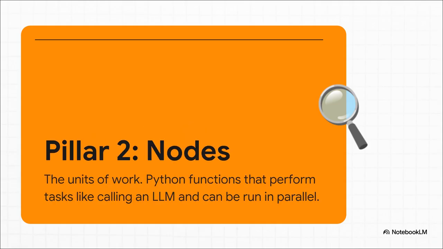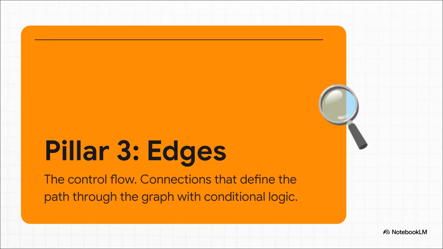Next up, we have the nodes. These are your doers, your action takers. Each node is basically a Python function that does one specific job. Maybe it calls an LLM to write something, or it uses a tool to search the web. They're the building blocks, the fundamental units of work that get things done. And then, tying it all together, we have the edges.